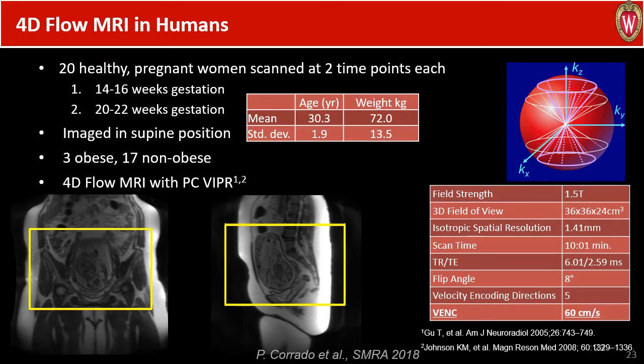We also conducted 4D flow studies in human singleton pregnancies. Our subject population consisted of 20 healthy pregnant women, each scanned at 2 time points, 14 to 16 weeks and 20 to 22 weeks of gestation.